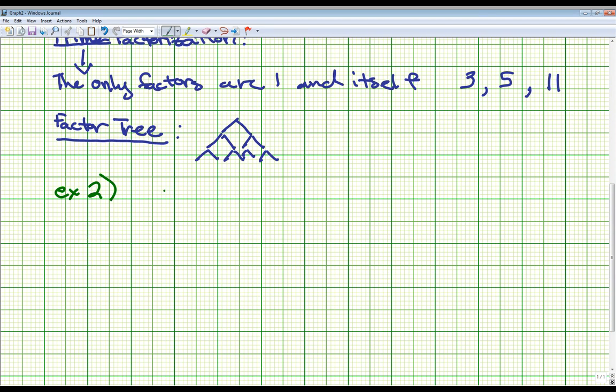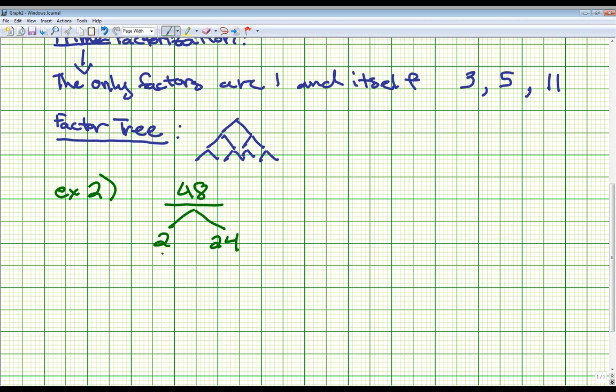So if we start with the number 48, I always like to put that main number on the top. And then we're going to decide what is a factor pair, what times what would get us to 48. And there are a lot of different options. I'm going to go with 2 times 24. So we know that 48 can branch out to 2 and 24.